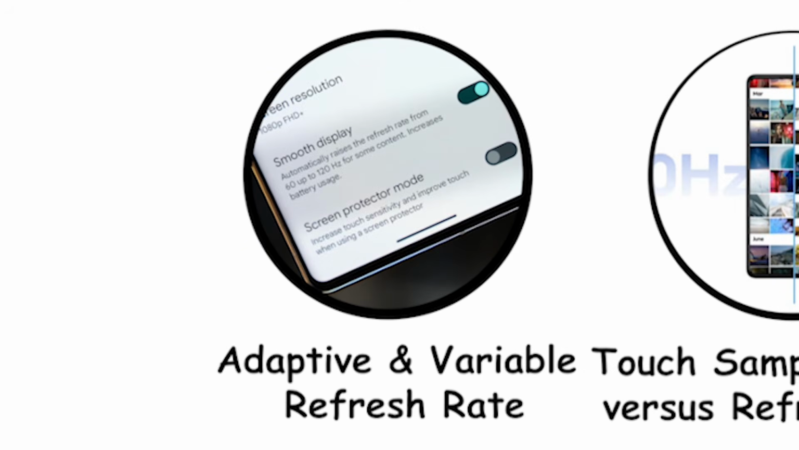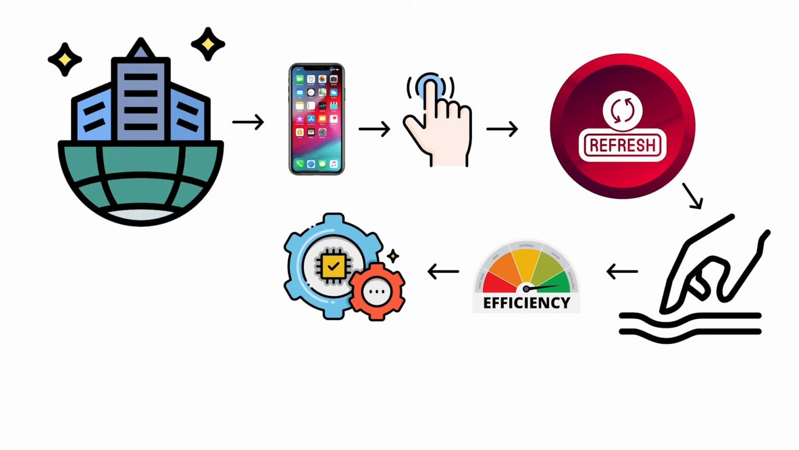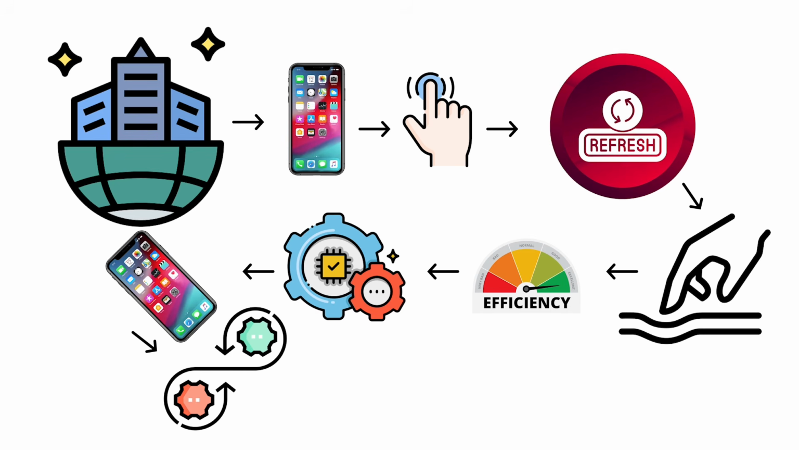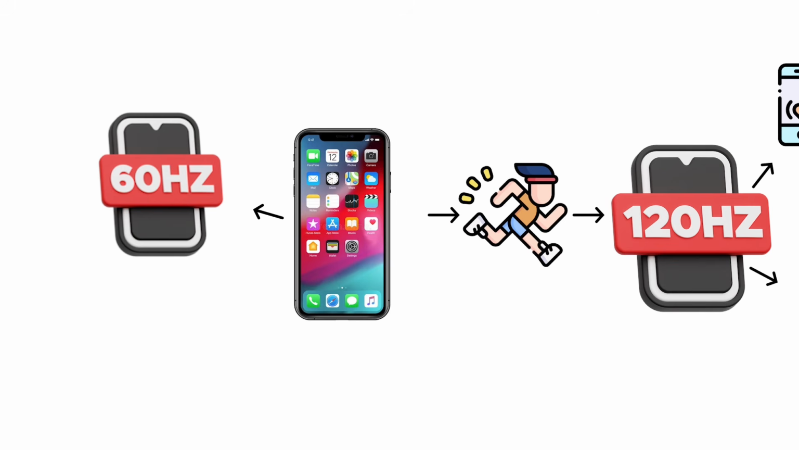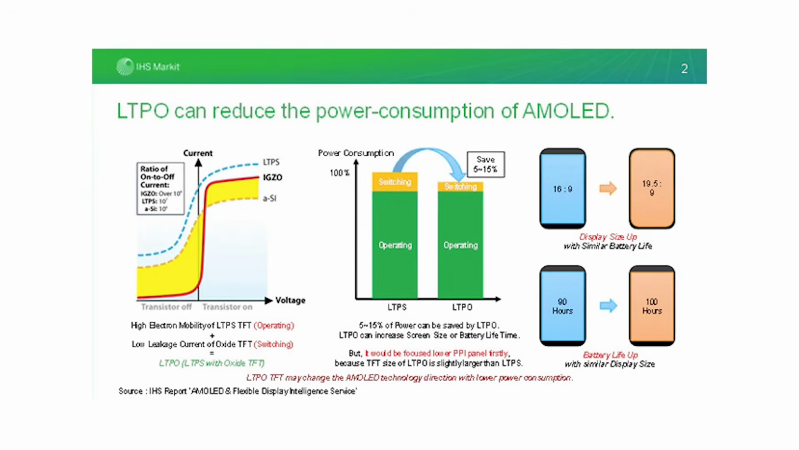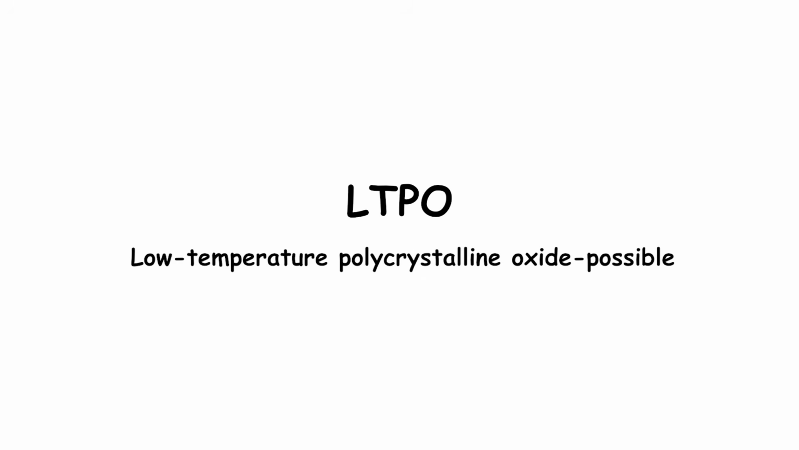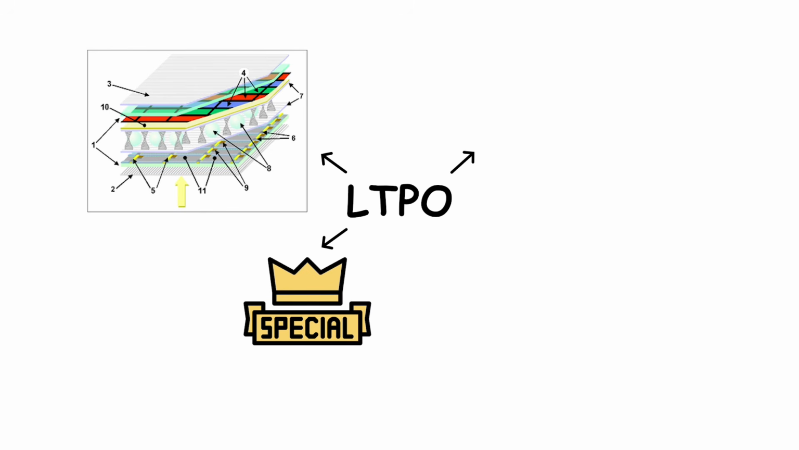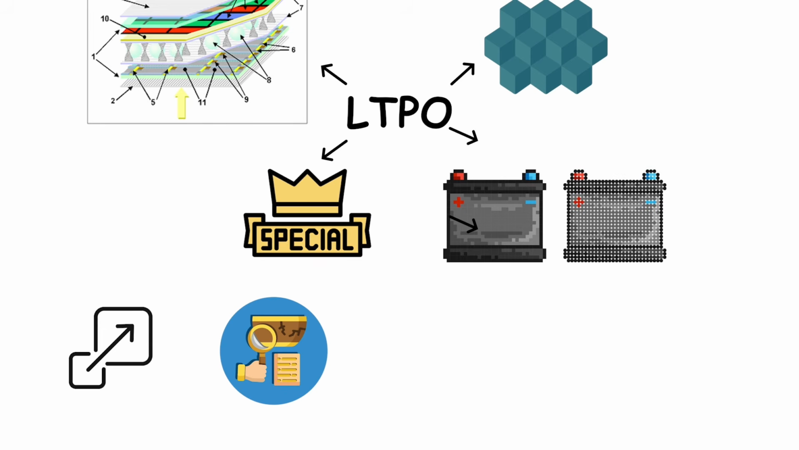Adaptive and variable refresh rate. Modern flagship displays use adaptive refresh control to balance smoothness and efficiency. This technology allows the screen to change its refresh rate dynamically based on what is being shown. For example, a display might run at 120 Hz while scrolling or gaming, drop to 60 Hz for normal use, fall to 30 or 10 Hz during static reading, and even reach 1 Hz for an always-on display. The ability to vary the refresh rate in real time is what makes features like LTPO, low-temperature polycrystalline oxide, possible. LTPO is a special type of thin film transistor layer that allows fine-grained control of the driving voltage in each pixel, making it easier to scale frequency without visual artifacts.